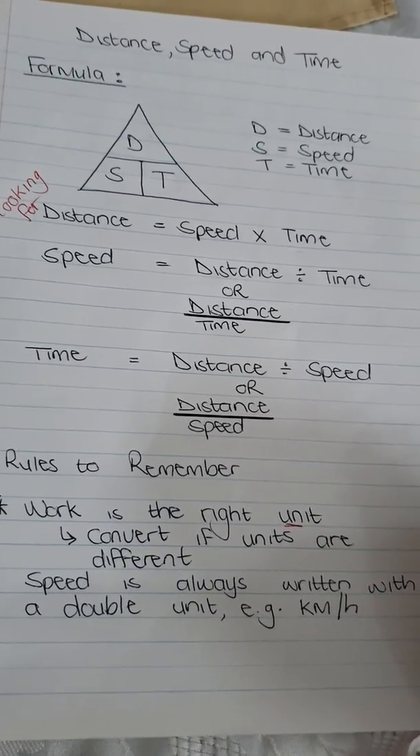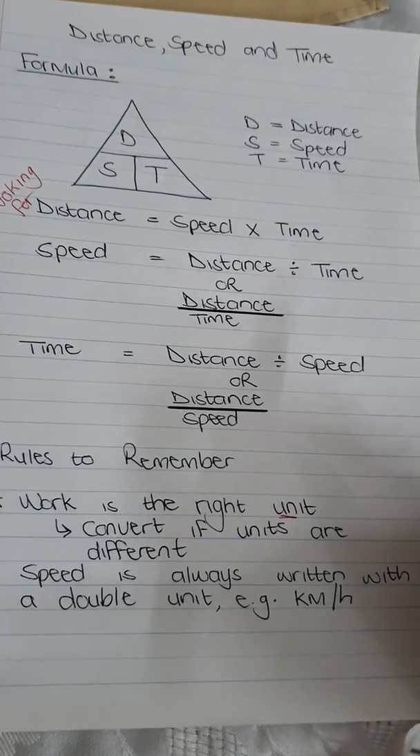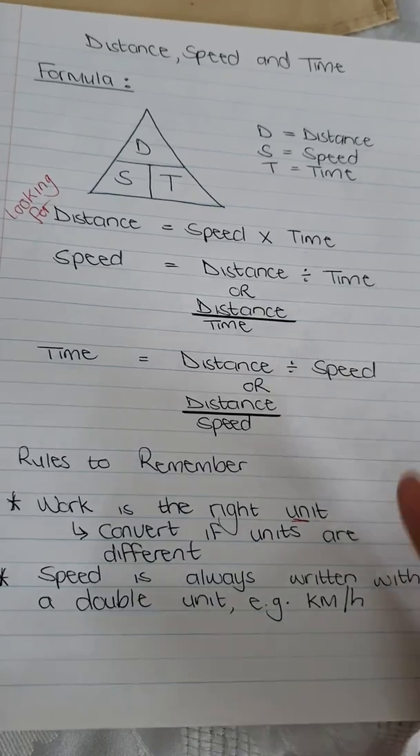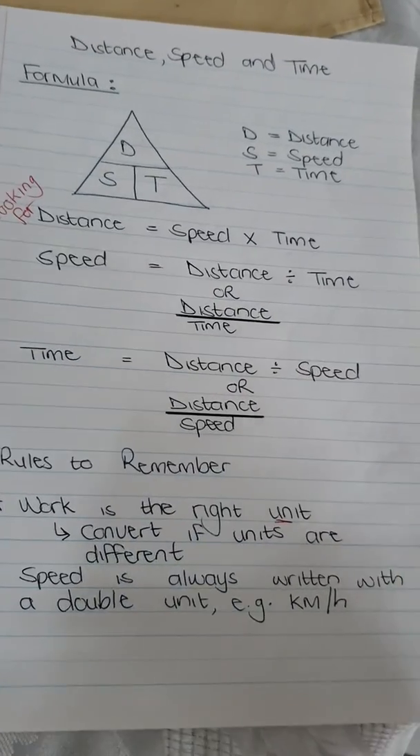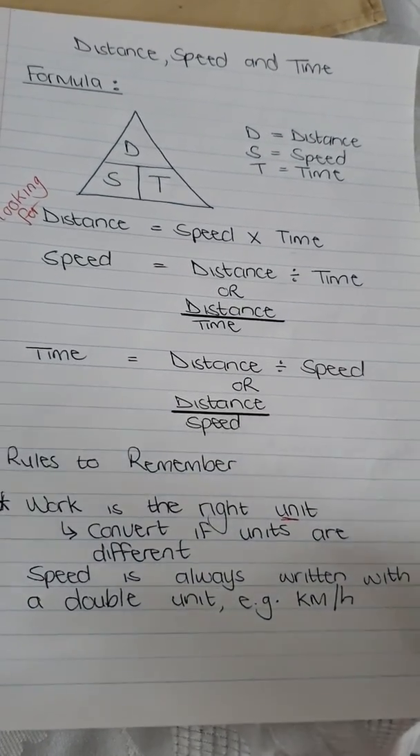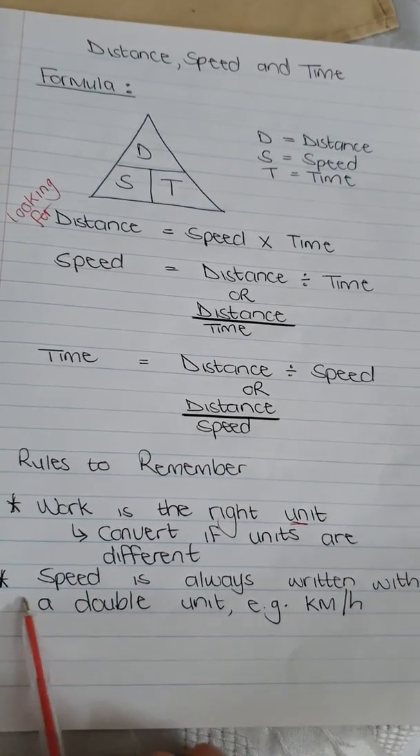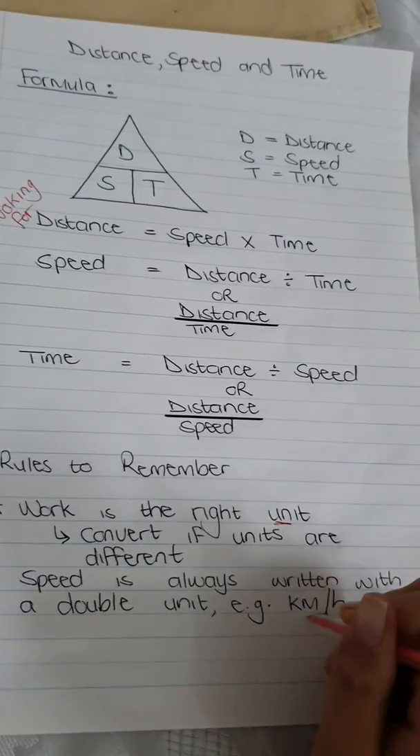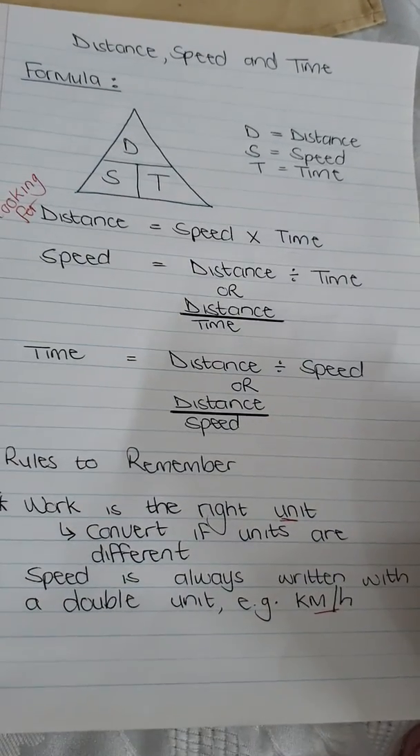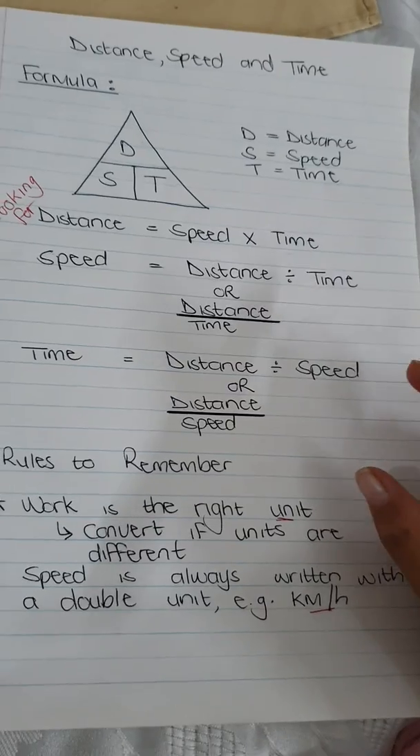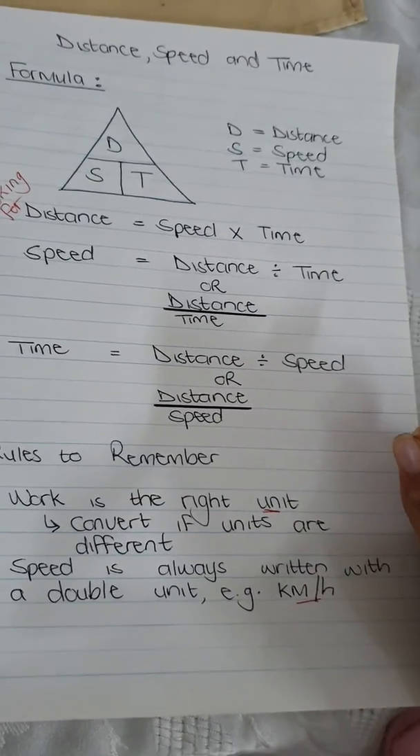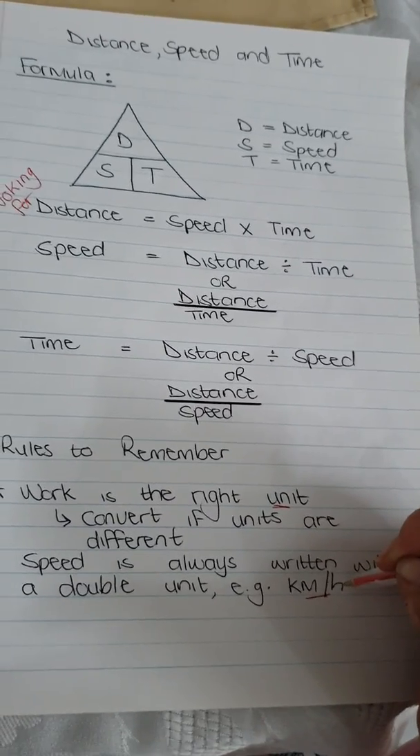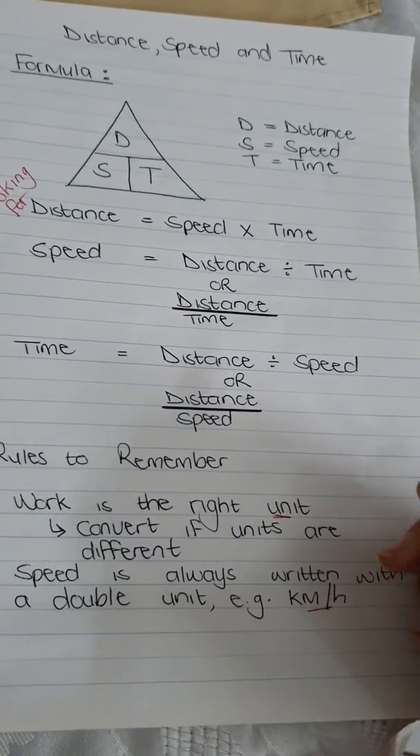Minutes and hours are not the same. So we need to ensure that we're converting our minutes into hours so that it makes it easier for us then to end up with an answer in kilometers per hour. And then the next thing we have is speed is always written with a double unit. This is important because speed is a combination of the two units put together. If you don't put the unit, then we don't know what exactly you're referring to.